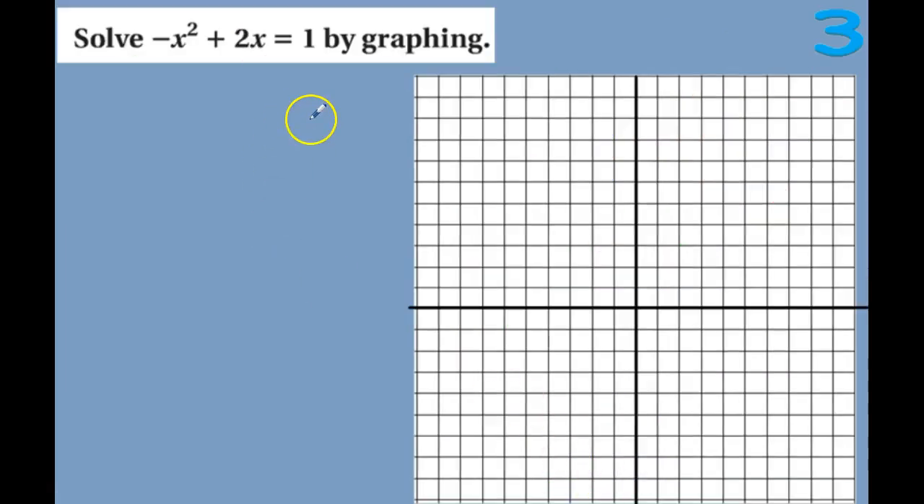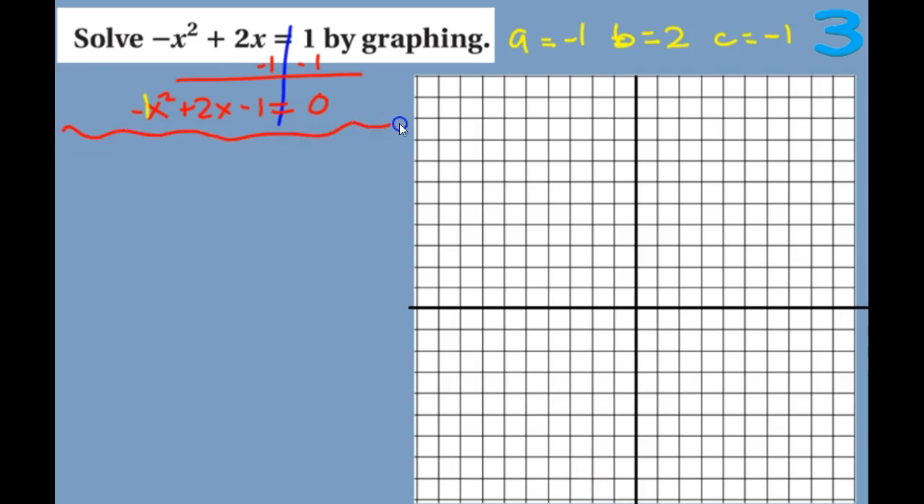Let's try another one. This one will be a little bit easier, so stick with me here. We need it equal to 0, so I'm going to subtract 1 on both sides. Always write your x squareds, then your x's, then your number. And it's equal to 0 or equal to y. If you want to write out, a would be negative 1. B is 2, and C is negative 1.